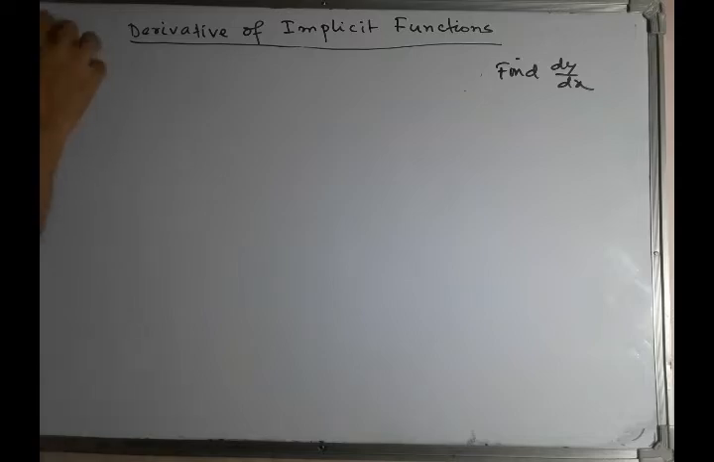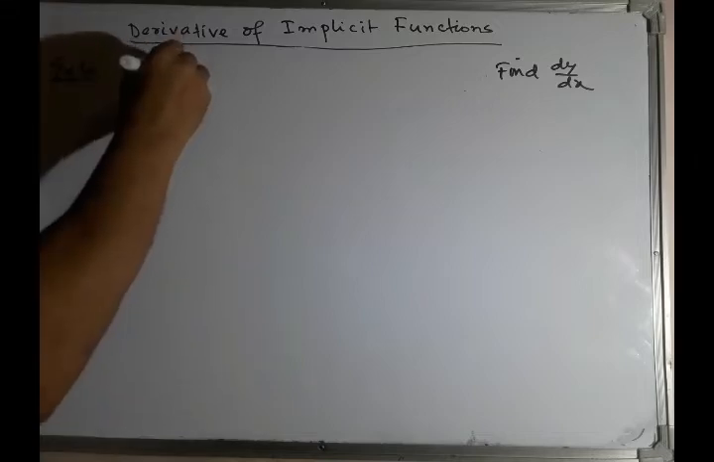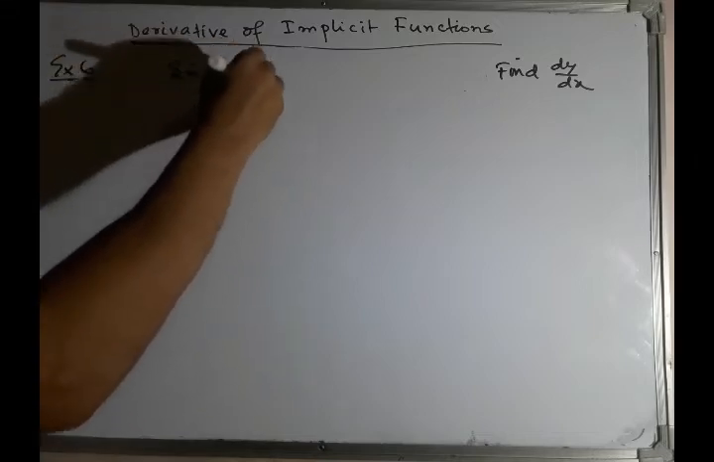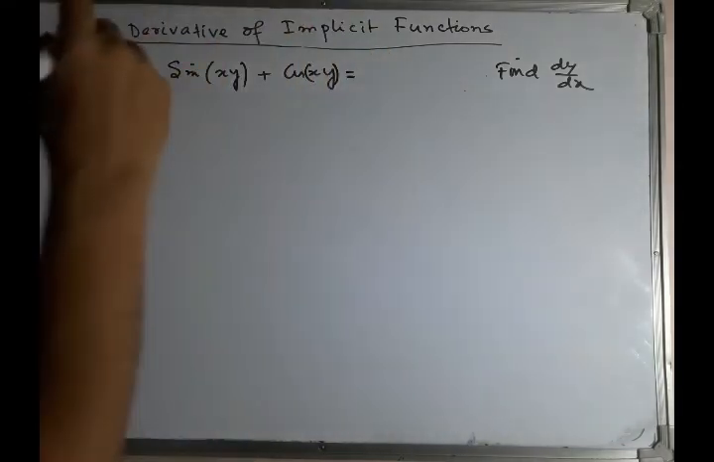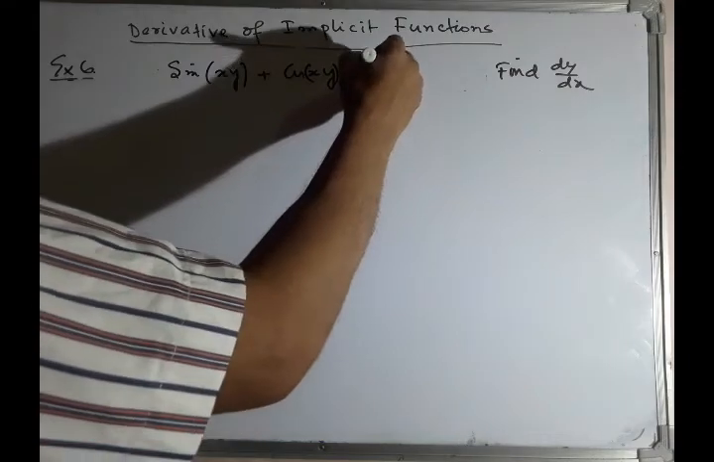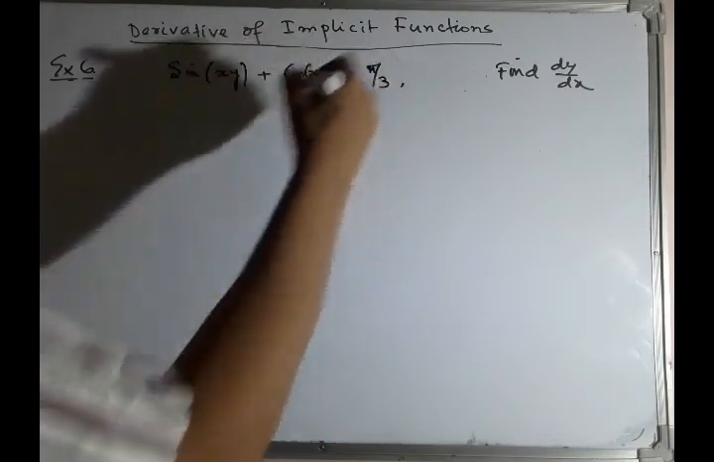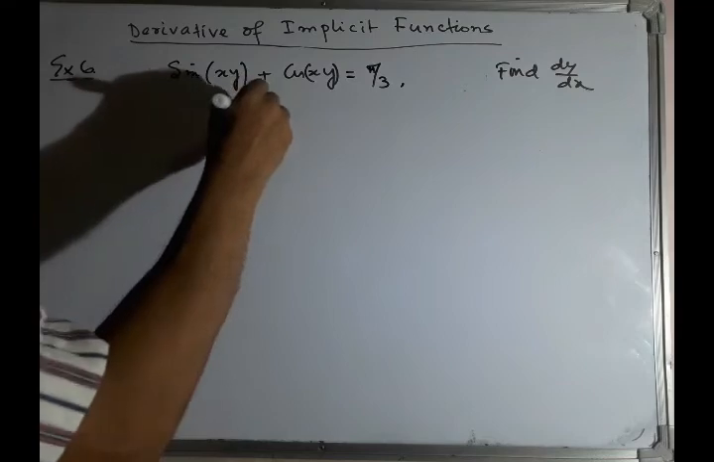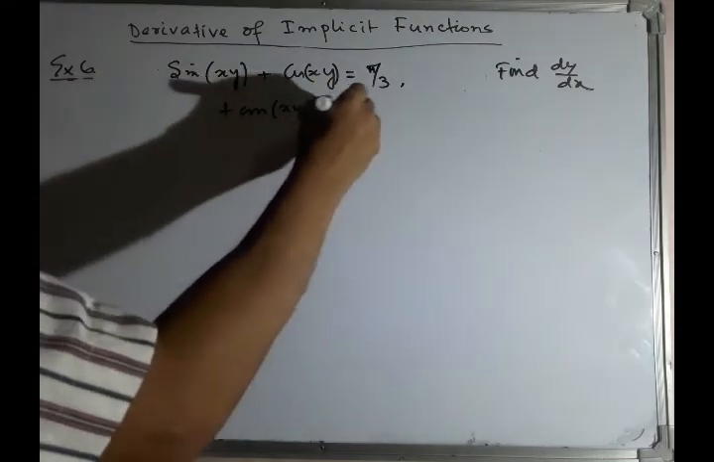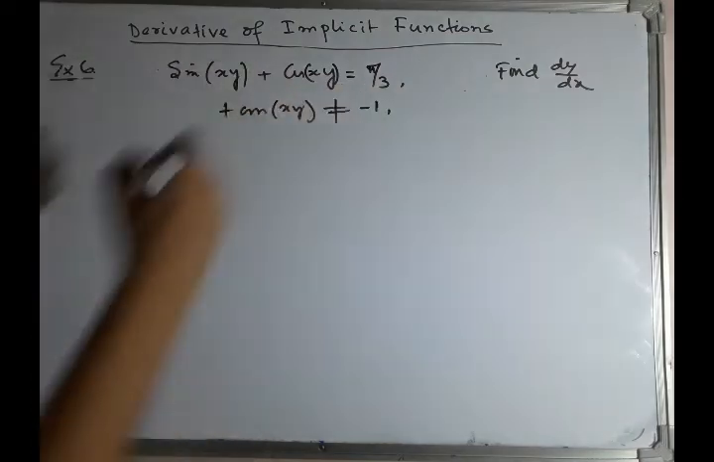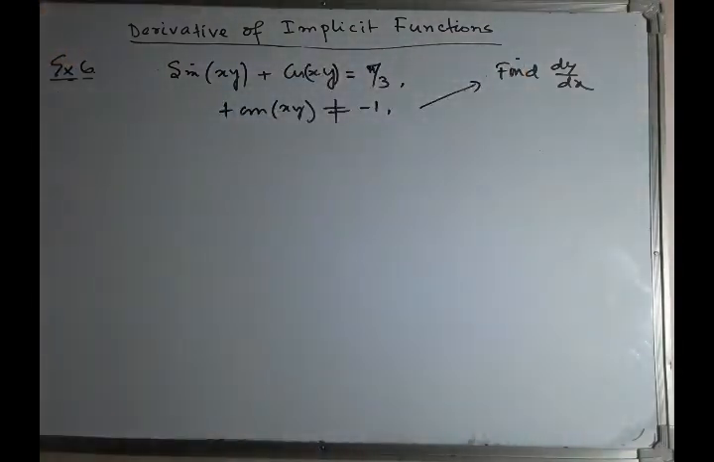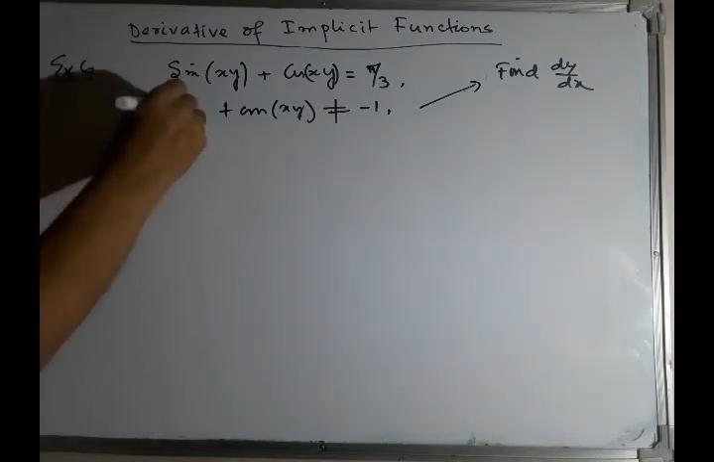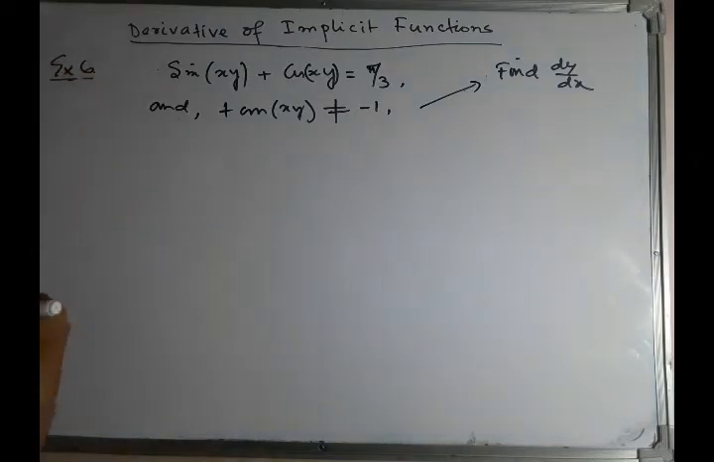Now we are doing example number 6. Sin xy plus cos xy equal to pi by 3. Given that tan xy not equal to minus 1, then find dy by dx. Find dy by dx. This is example number 6. How to find?